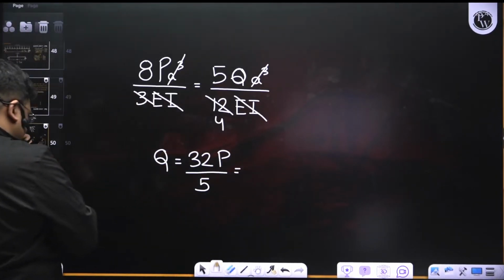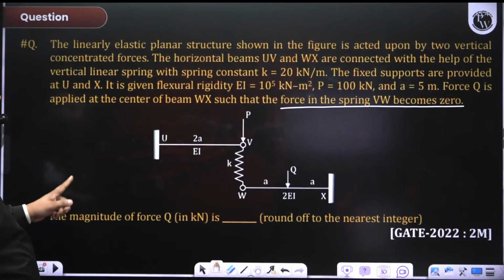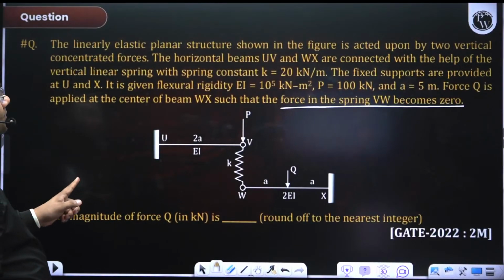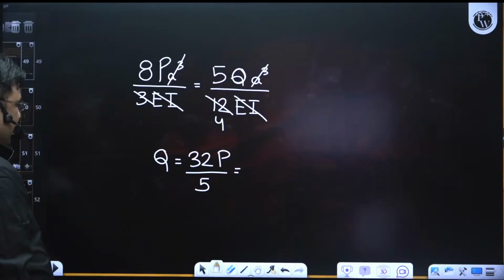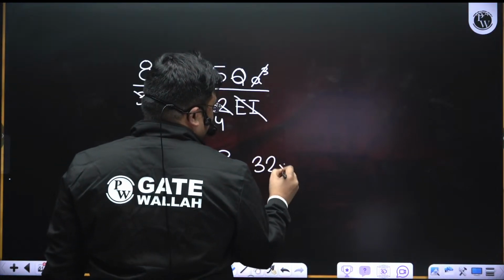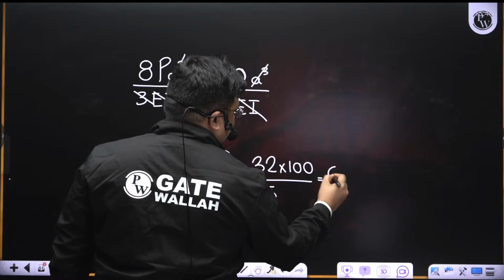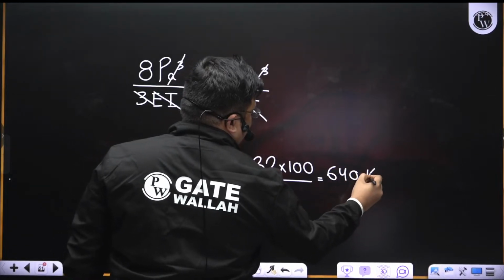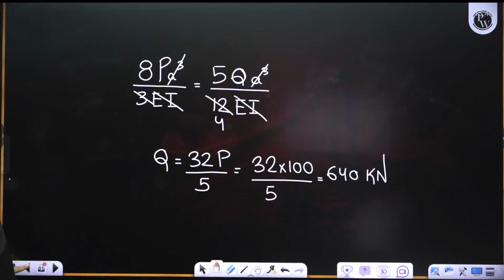So P is given in this equation, P is given 100 kilonewton. So all the rest of the data was not used. So 32 into 100 by 5 gives me 640 kilonewton. Yes. So very easy.